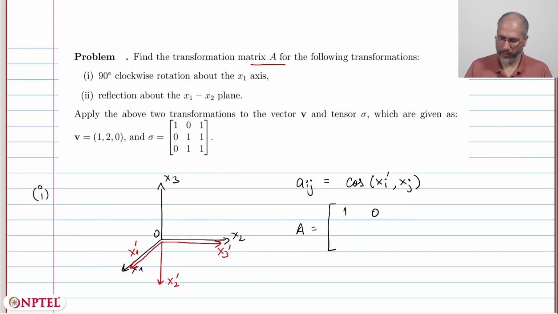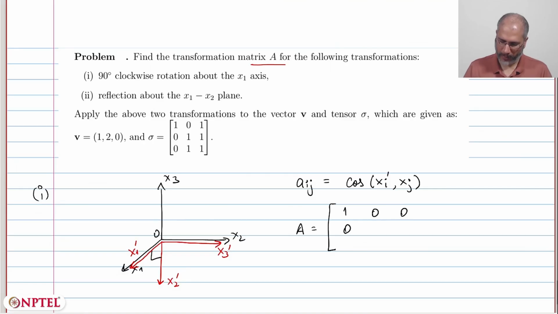So this becomes 0, and A13 is between x1 prime and x3, which is again 90 degrees. So this is a 0 as well. Then we have A21, that is between x2 prime and x1. This we can see from the figure is 90 degrees. So that's 0.